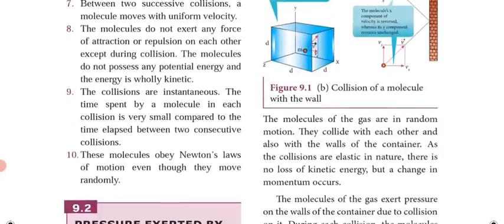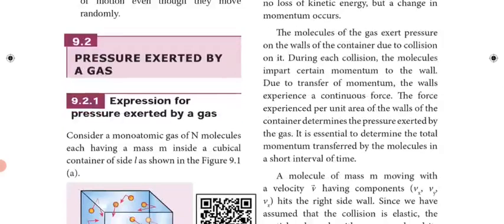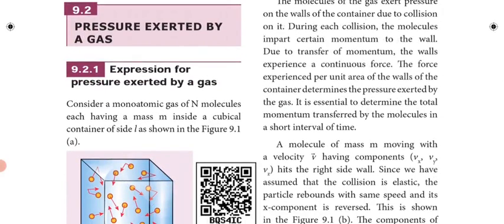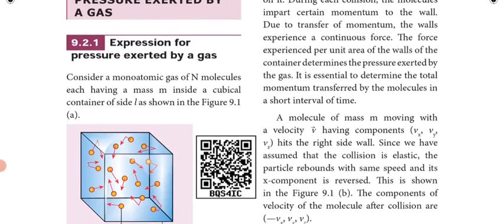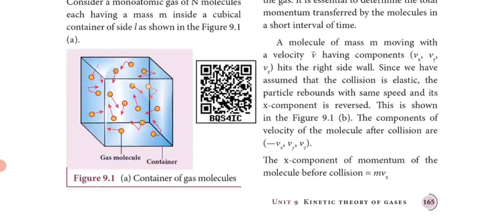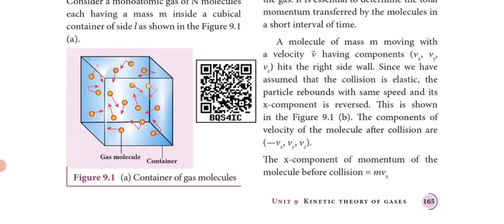Now the next thing in this unit is pressure exerted by a gas. So how is the pressure exerted by a gas? For that we are taking a monoatomic gas. Monoatomic means a single atom. So we are taking that type of gas. It has n molecules, each with a mass m, and it is taken in a cubical container with a length of L.